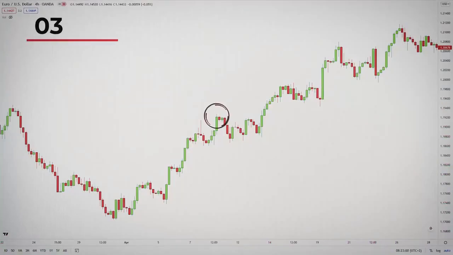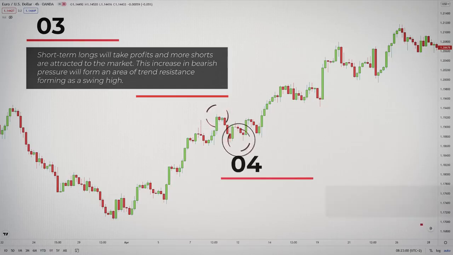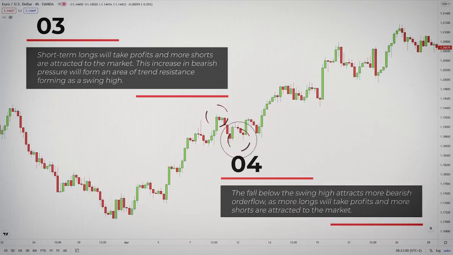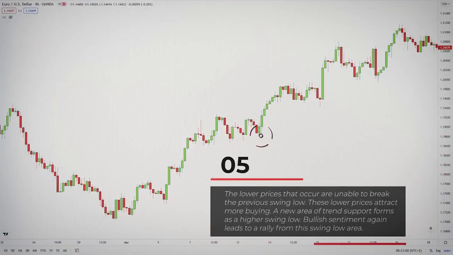At some point, short-term longs will take profits and more shorts are attracted to the market. This increase in bearish pressure will form an area of trend resistance, forming a swing high. The fall below the swing high attracts more bearish order flow, as more longs will take profits and more shorts are attracted to the market. But this is not necessarily an indication of a trend reversal.